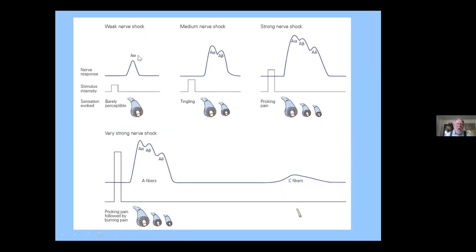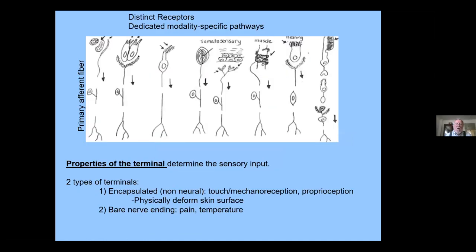So again, what you can see here are the various types of responses that you get from various types of myelinated and unmyelinated fibers. And then you look way out here, you see the C-type fiber is a much smaller type of potential. But again, in order to cover this entire course, we're moving on. So again, we talked about the encapsulated non-neural endings and the bare nerve endings.